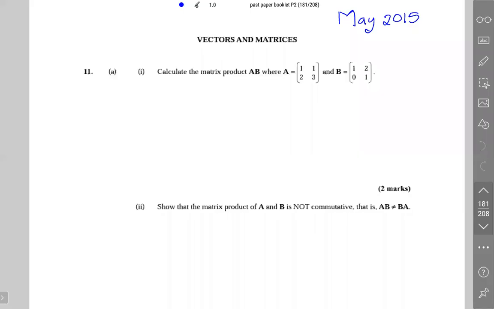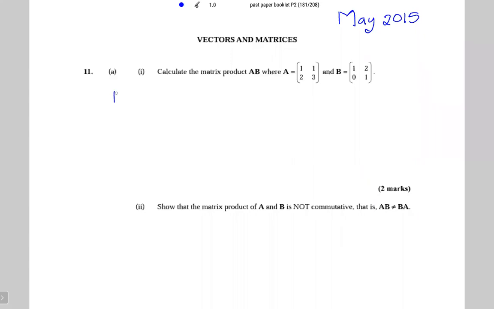So this is May 2015 question number 11. A says, I calculate the matrix product BA. So the matrix product AB, A first: 1, 1, 2, 3, because when you're multiplying matrices, the order matters, times B: 1, 2, 0, 1.